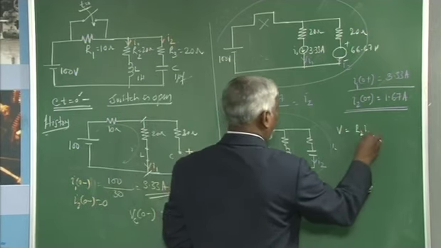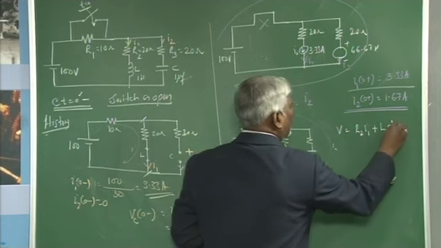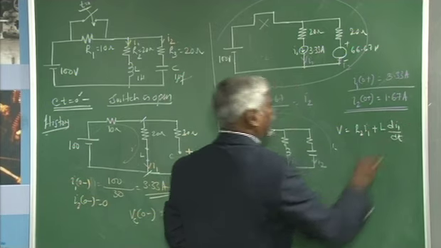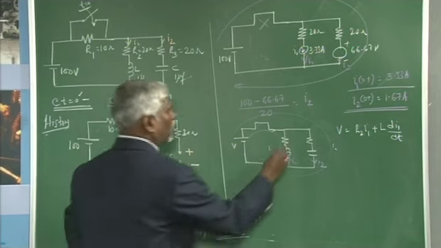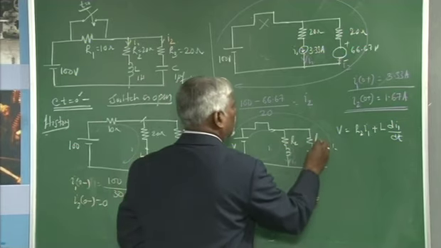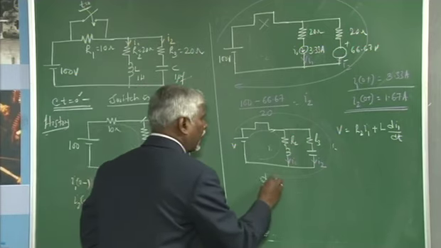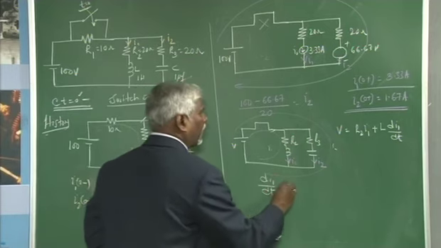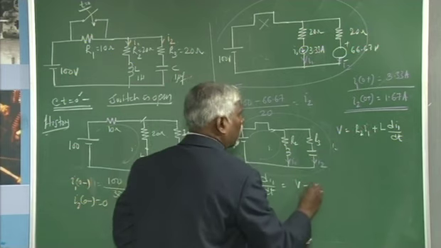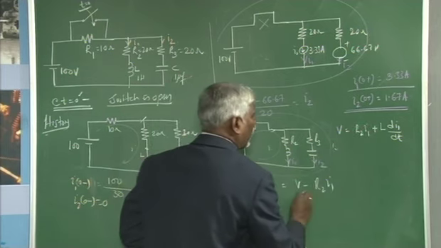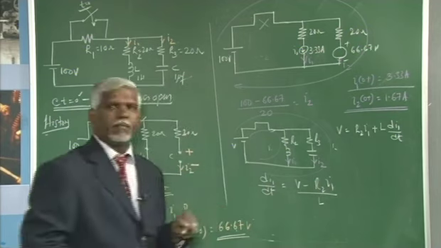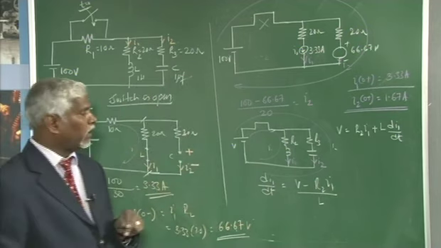V is equal to R2 I1 plus L dI1 by dt. This is R2, this is R3, whose values are 20 and 20 ohms. So, if I want to find dI1 by dt, just rearrange this: dI1 by dt equals V minus R2 I1, divided by L.